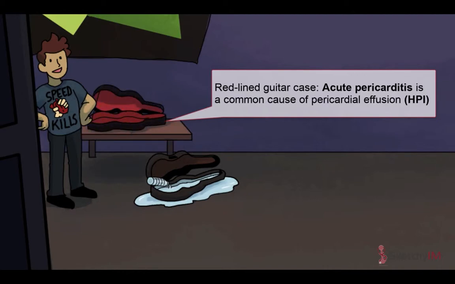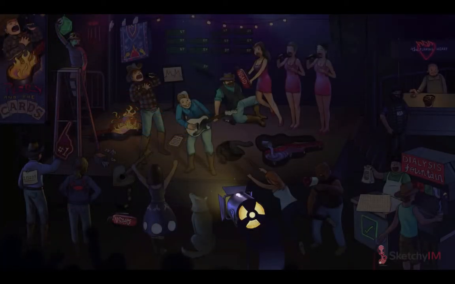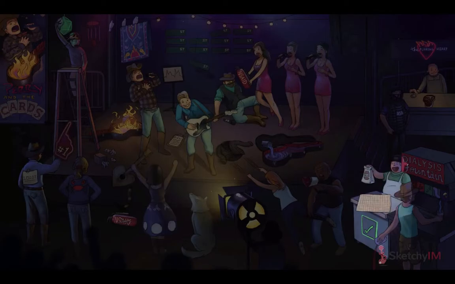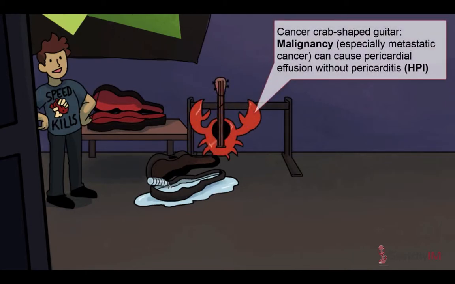Fortunately, the causes of pericardial effusion are virtually identical to those causing acute pericarditis, represented by our familiar friend from part 1, the red-lined guitar case. So let's do a brief recap. These causes include mediastinal radiation, recent myocardial infarction, uremia, and collagen vascular diseases such as systemic lupus erythematosus. A few other conditions are unique in that they tend to primarily cause pericardial effusions rather than pericarditis. First, mediastinal malignancies, especially metastatic ones, can often cause pericardial effusion without overt pericarditis.